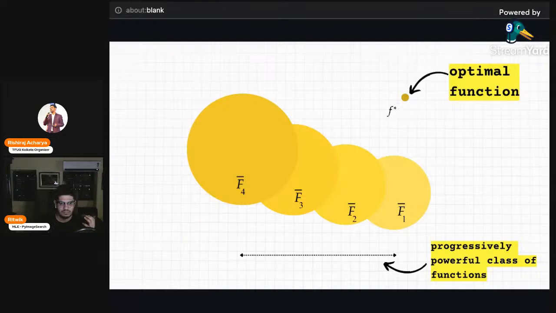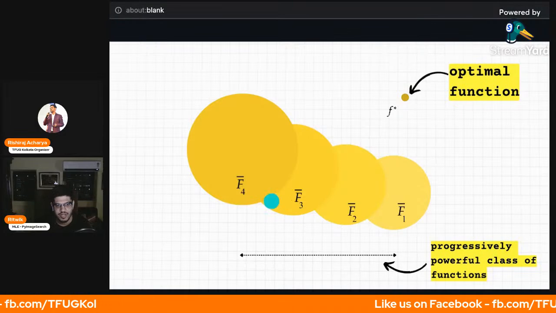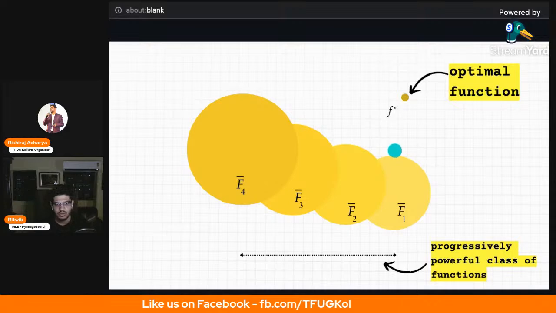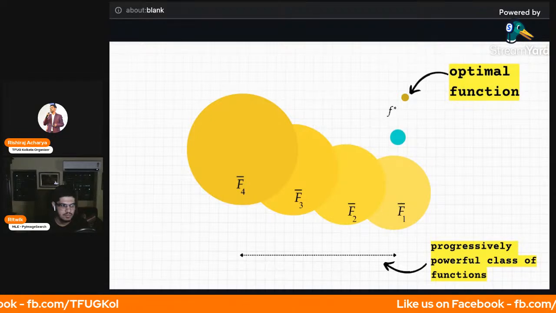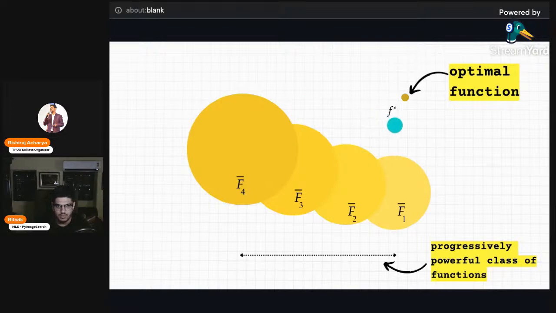So what is happening here, if you see on the screen, is that f star is the optimal function that we are trying to approximate. And what we are doing is creating progressively more powerful classes of functions: f1 bar, f2 bar, all the way to f3, f4, fn. And we are trying to include f star, this little point, inside this class of functions.